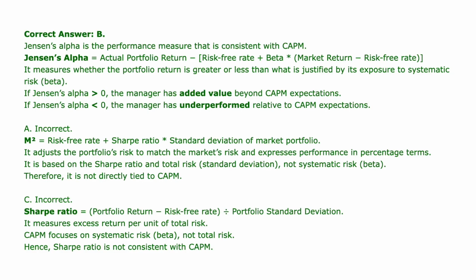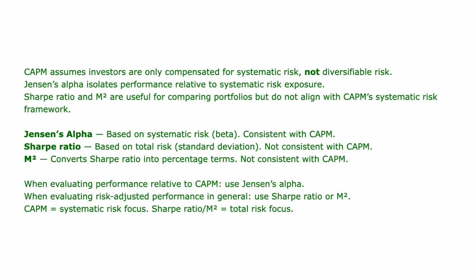A. M squared is based on the Sharpe ratio and total risk, standard deviation, not systematic risk, so it is not tied to CAPM. C. The Sharpe ratio uses total risk, standard deviation, while CAPM focuses only on systematic risk, so it is not consistent with CAPM. Jensen's alpha equals systematic risk focus, CAPM. Sharpe ratio and M squared equal total risk focus. The question asks for the CAPM-consistent measure.